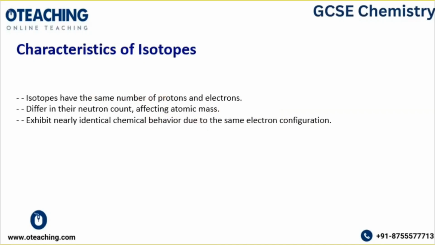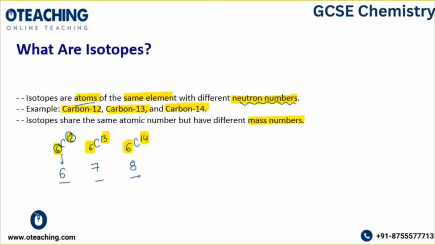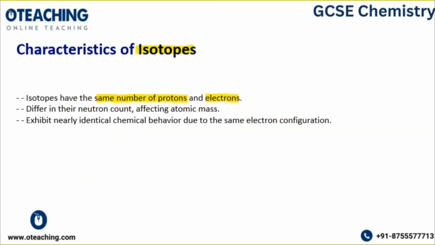Now, characteristics of isotopes. Isotopes have the same number of protons and electrons. So here we can see that they have the same number of protons, 6, 6, 6. And if they have 6 protons, they would have 6 electrons as well, because there is no charge present here. They are neutral. So the number of protons and number of electrons are the same.